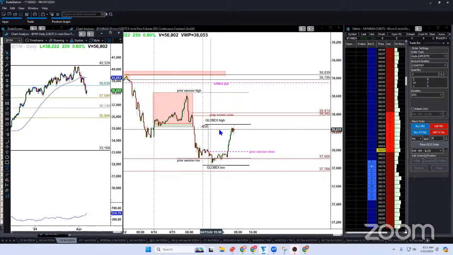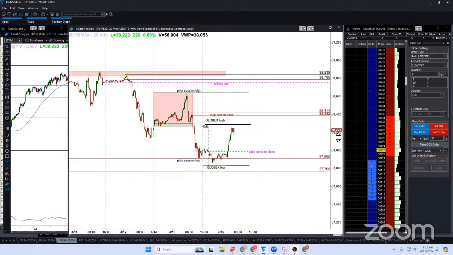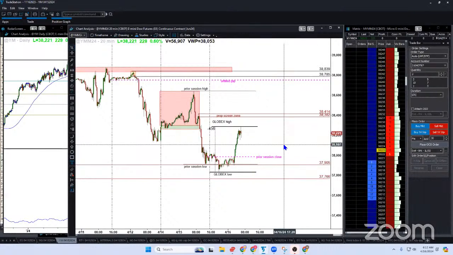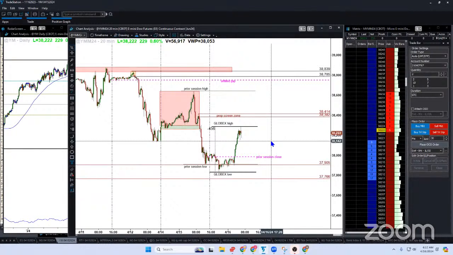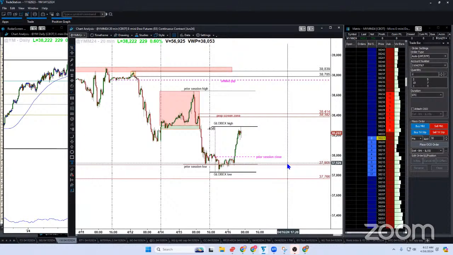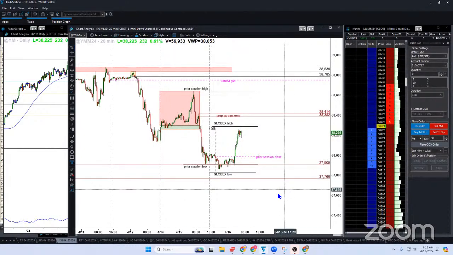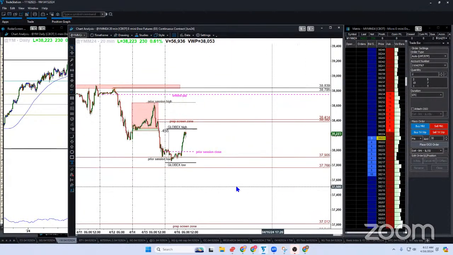456 for the Globex range. So the Globex range on the Dow this morning is a wide range. And with that wide range, we have to anticipate that the bull trap and the bear trap are in play. Okay. Now, this was a prep screen zone from yesterday.